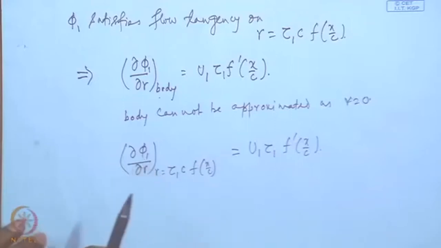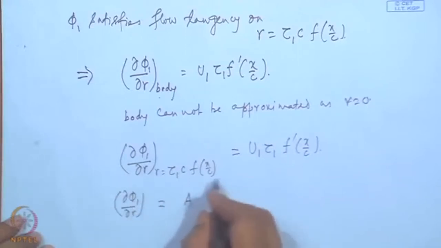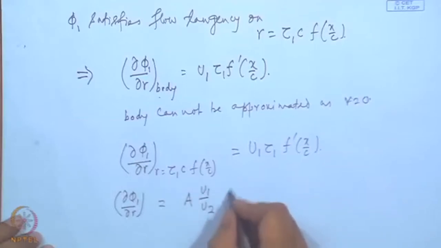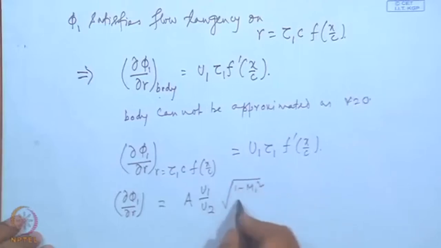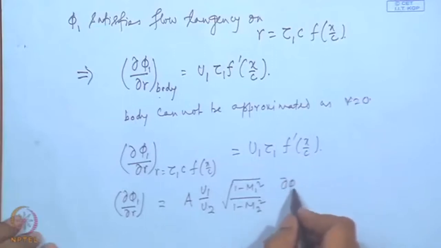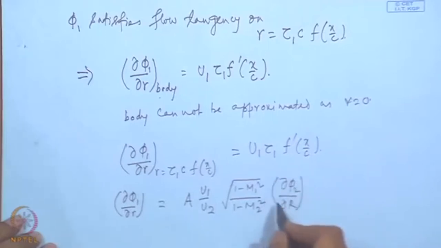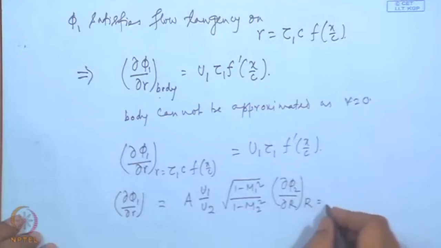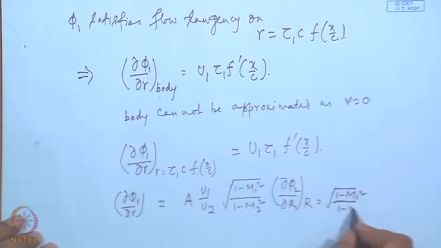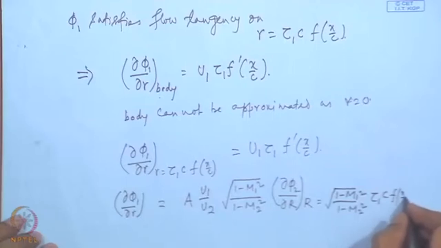Now, if we again substitute phi 1 equal to A into u 1 by u 2 into phi 2 of xi, r, then d phi 1 d r can be written as A into u 1 by u 2 into root over 1 minus M 1 square by 1 minus M 2 square into d phi 2 d r, where r now becomes root over 1 minus M 1 square by 1 minus M 2 square into tau 1 c f of x by c.